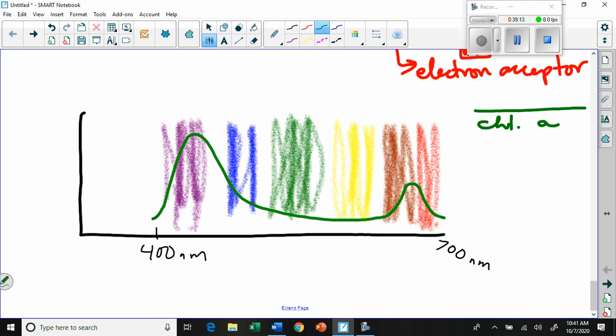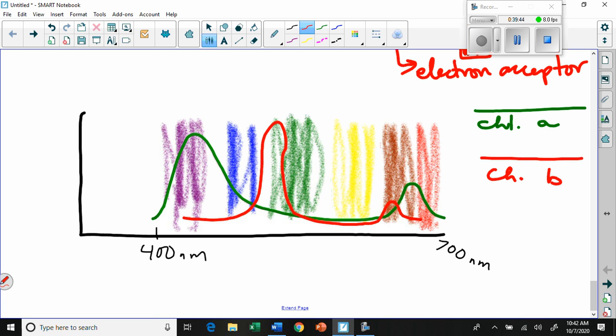Chlorophyll B, which I'll have to do in a different color, maybe I can do it in red. So the red line will be chlorophyll B. Chlorophyll B has a slightly different picture. It sort of absorbs almost into the green part. So chlorophyll B is very high, right about here, just in the beginnings of the green, and then it drops off, and there's a little blip sort of right here. So it's absorbing slightly different wavelengths.